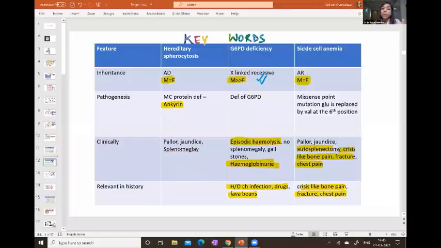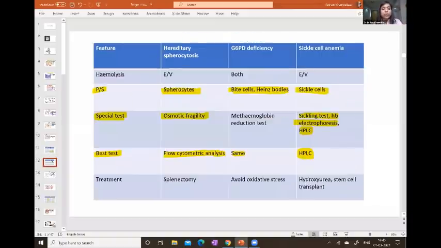Next, students, what are the special tests which we use for all these conditions? For spherocytosis, in the MCQ exam, it can be given that the osmotic fragility test can be positive. For G6PD deficiency, there can be bite cells or Heinz bodies, and the methemoglobin reduction test is a special test which is there. And for sickle cell anemia, we do three tests: sickling test, electrophoresis, and high performance liquid chromatography. I'm going to show you a picture of how the electrophoresis and HPLC look in some time. Correct? So this is how we can differentiate all these three types of anemias in the clinico-pathologic question.